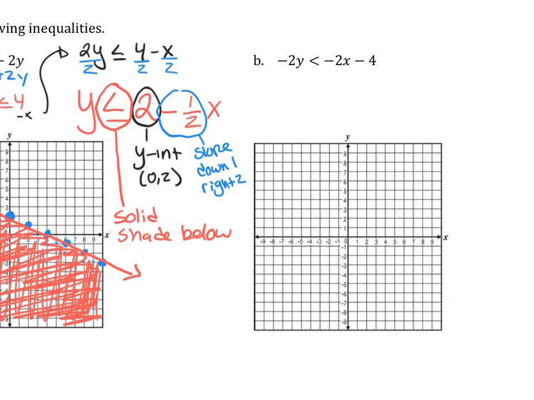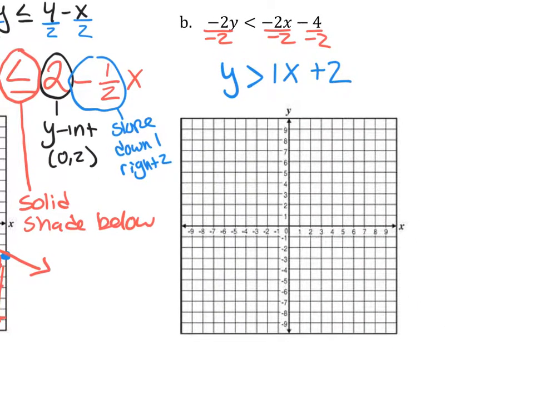Okay, so letter B, in order to get y by itself, you should have divided by -2. Everything gets divided by -2. And then since we divided by a negative number, that means we have to flip the inequality sign. So now we'll have y is greater than instead of less than, because we divided by a negative. Then we do our division, so -2 divided by -2 is a positive 1x, and then -4 divided by -2 is a positive 2. And so then we graphed it. Our y-intercept is 2, and our slope is 1, so up 1, right 1.